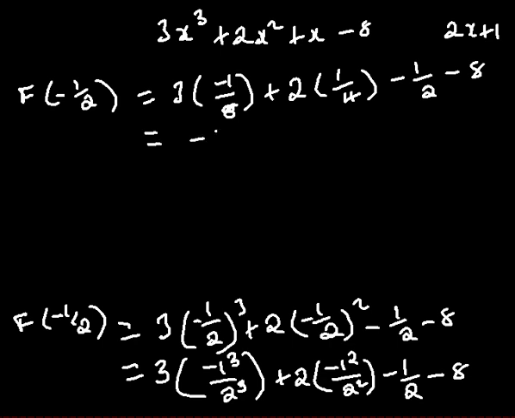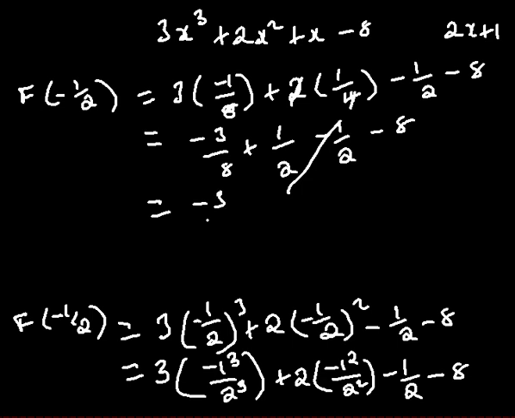So we have negative 1 over 8, and plus 2 times 1 over 4, that is 1 over 2. That is negative half minus 8. So these will go, since they are all the same. So we have negative 1 over 8 minus 8.